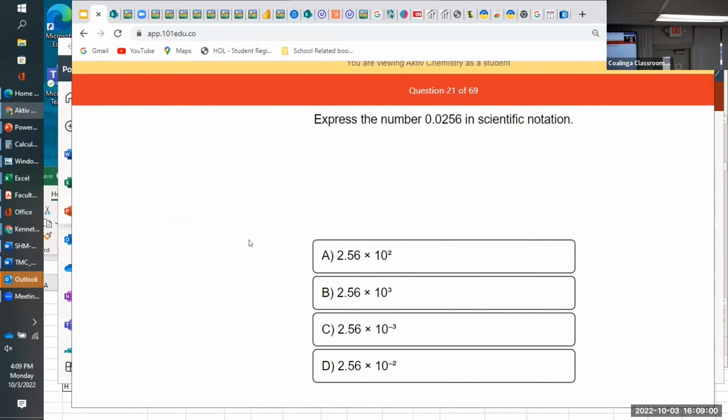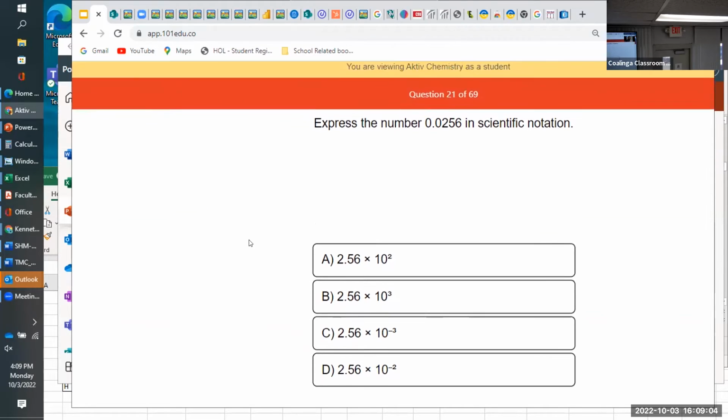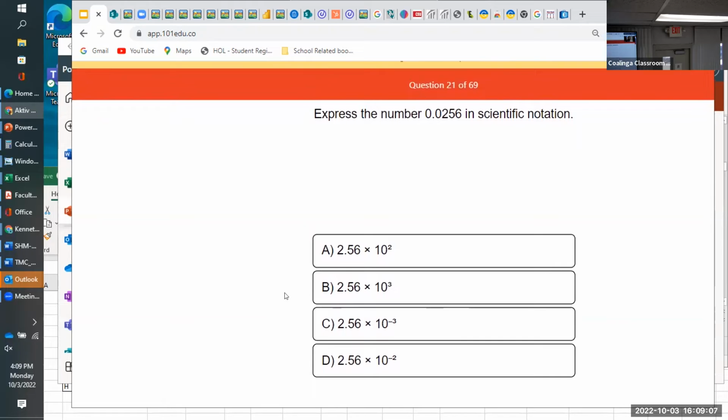Express the number 0.0256 in scientific notation. D. D as in donkey.